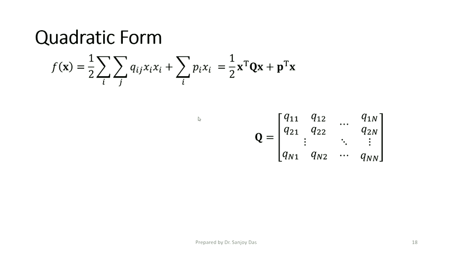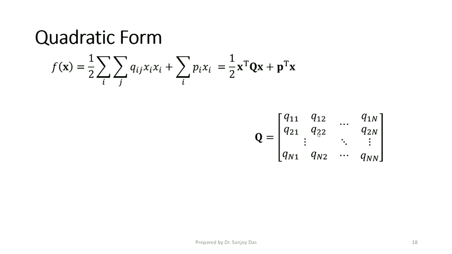Quadratic form. So here is a multivariate function, and it's a quadratic function. You know what a quadratic function is in terms of scalars. So here this is the quadratic term, and this is the linear term of this function.